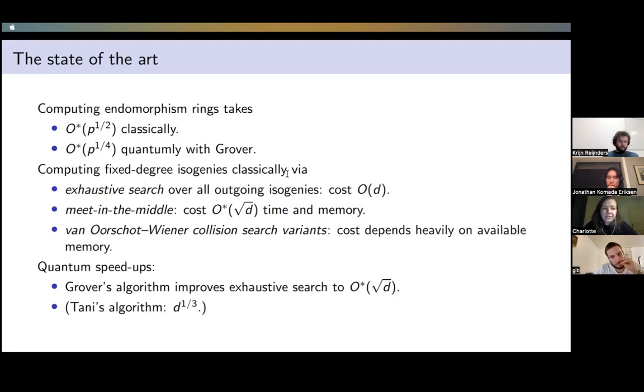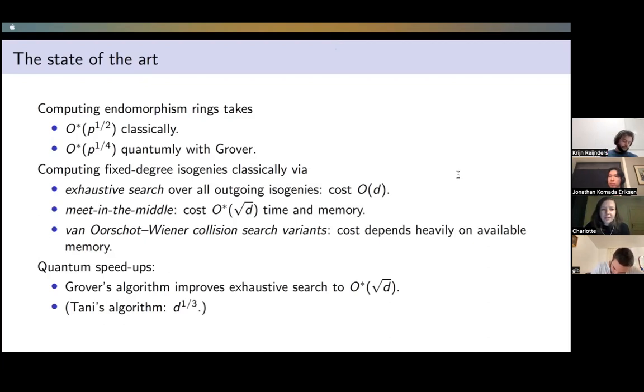And currently, there are a few different approaches for solving this fixed degree isogeny problem. For example, classically, we have standard exhaustive search, where we search over all outgoing D isogenies from the starting curve. So for example, we could search over all the kernels that are possible. And this is, of course, big O of D cost. And this is also the only real option we have if D is a prime number, because all the other algorithms require us to be able to factor D in some sense.